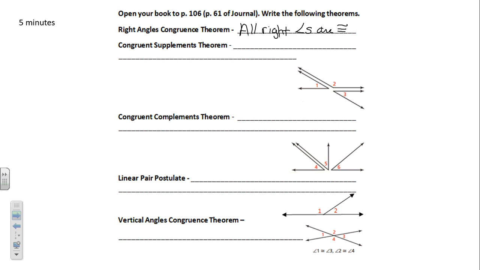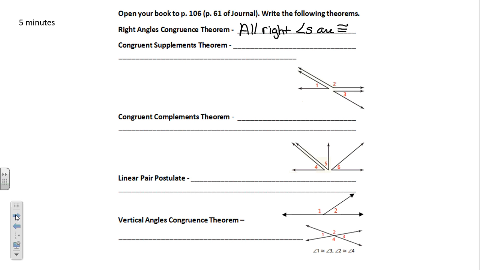Okay, so you spent some time writing down the theorems for this section. All right angles are congruent. If two angles are supplementary to the same angle, or congruent angles, then they're congruent. If two angles are complementary to the same angle or congruent angles, then they're going to be congruent.